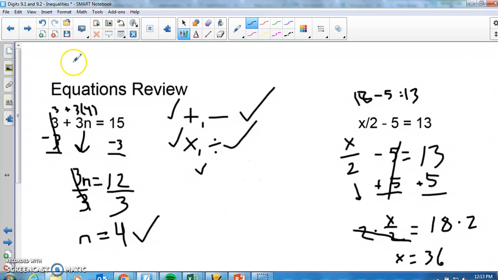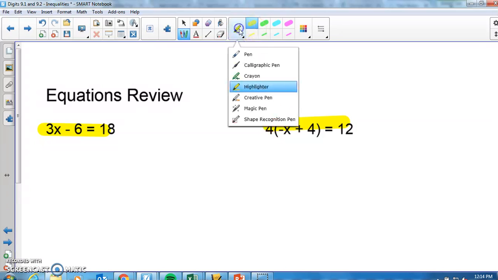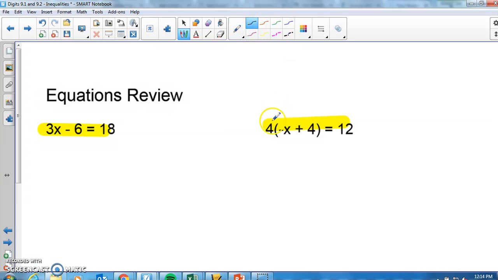All right, so let's move on to what this is about. Or actually, let me let you work these two problems. So if you will work these two problems, please. And so I'll underline these. If you'll notice this second one right here, that has the distributive property, so you're going to have to distribute that 4 times the minus x, and then you're going to have to multiply the 4 times that positive 4. So don't forget to use the distributive property there.